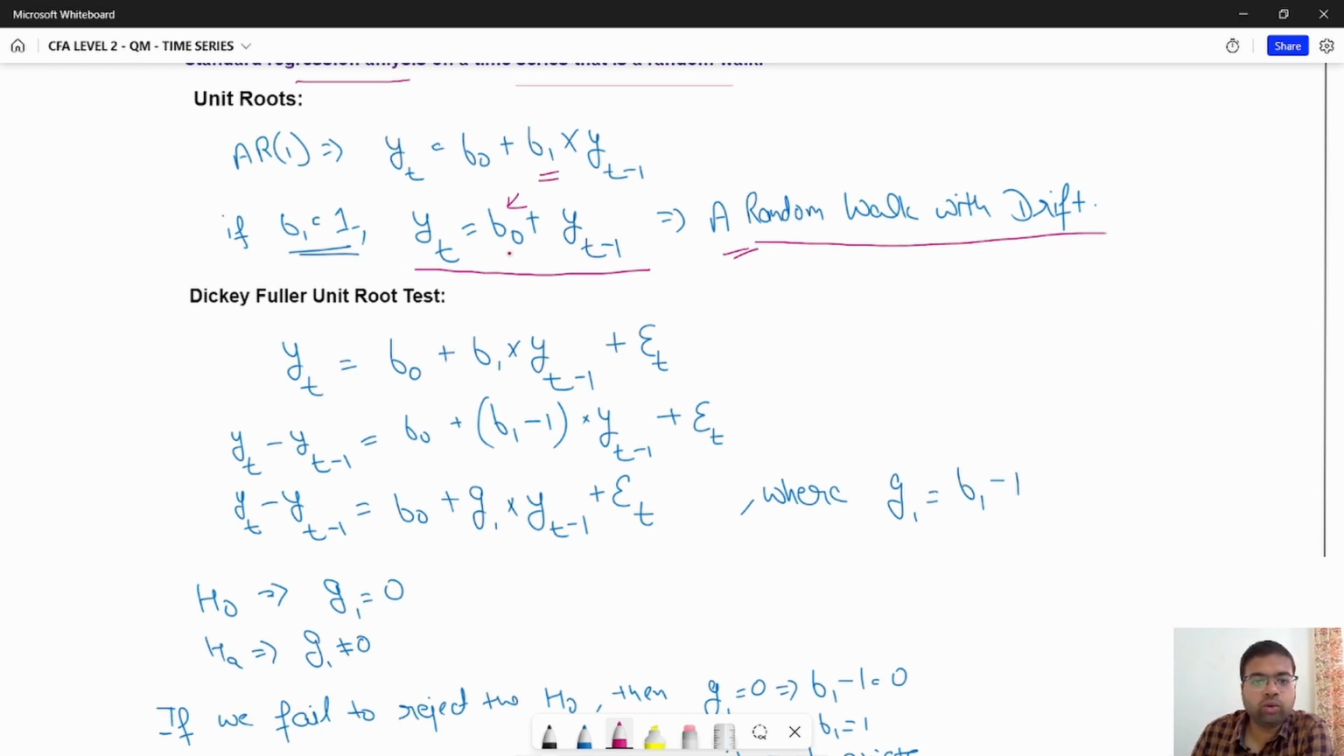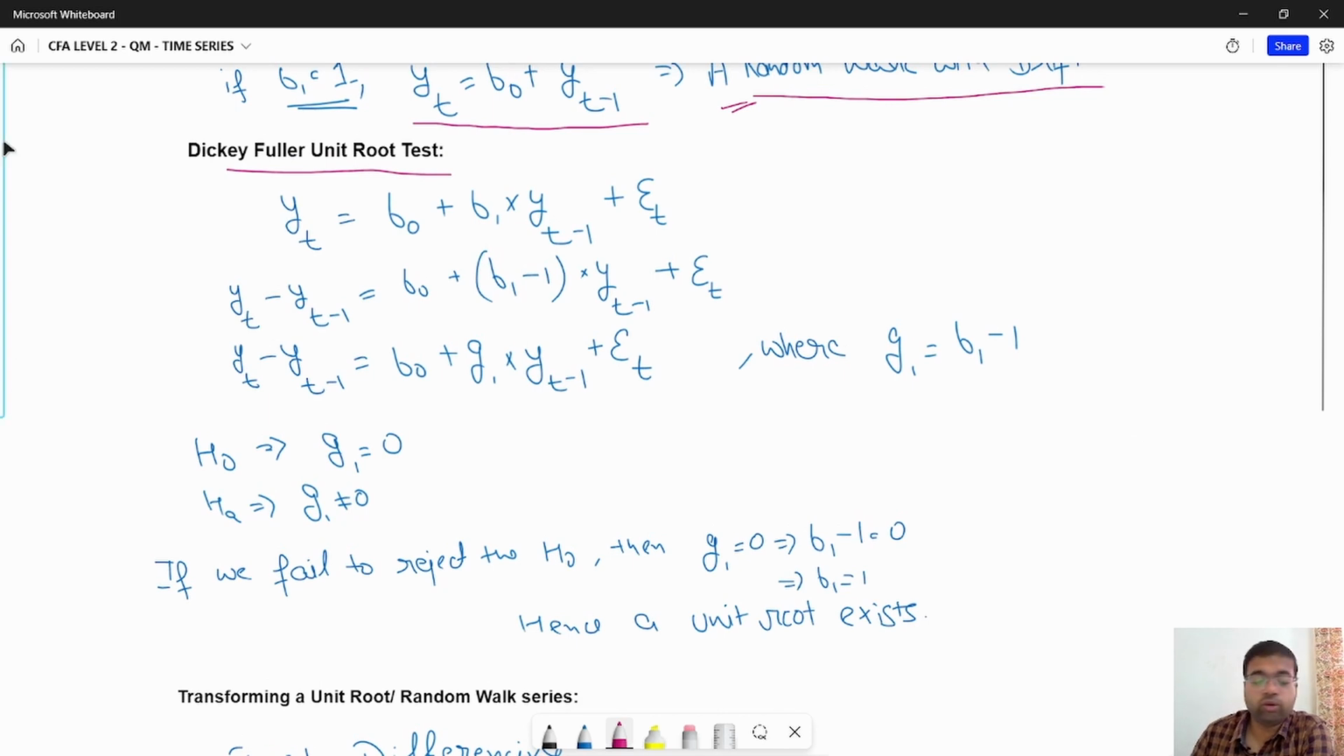And how to test for the unit roots? There is a Dickey-Fuller unit root test that we can use to test the unit roots in a time series. How to do that? We define that series as yt is equal to b naught plus b1 times yt minus 1 plus epsilon t, the error term here. We subtract yt minus 1 from both sides. So the left hand side becomes yt minus yt minus 1 is equal to b naught plus b1 minus 1 times yt minus 1. We replace the b1 minus 1 with g1. So g1 is equal to b1 minus 1.